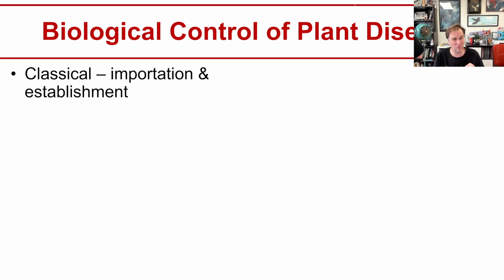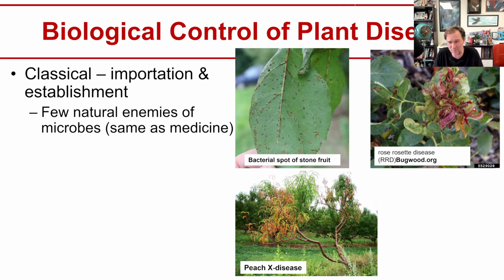So in terms of the insect world, they often talk about a couple of different procedures for biological control. Classical, where you import an invasive and establish it. Like I mentioned before, there are few natural enemies of microbes, and this seems to be the case in medicine as well. We're not really going to be able to bring in natural enemies of bacterial spot of stone fruit, or other phloem-limited materials, either viruses or bacteria, or phytoplasma, such as in peach X disease and rosette disease. So we're not going to really import a lot of natural enemies.